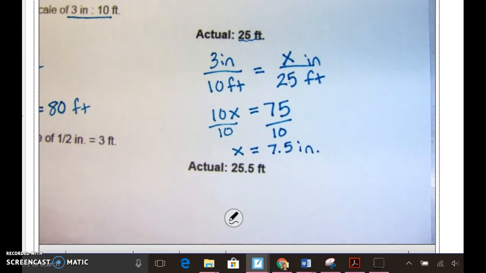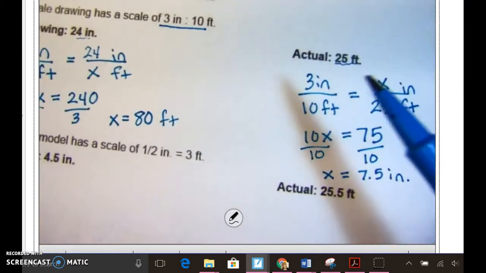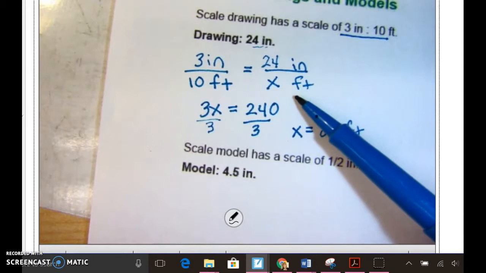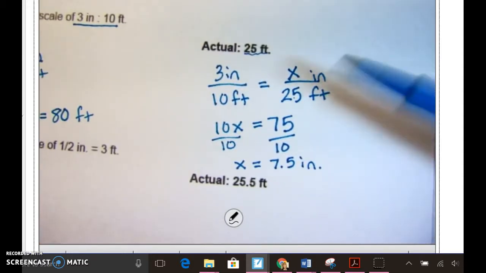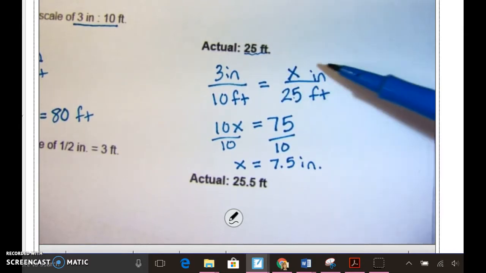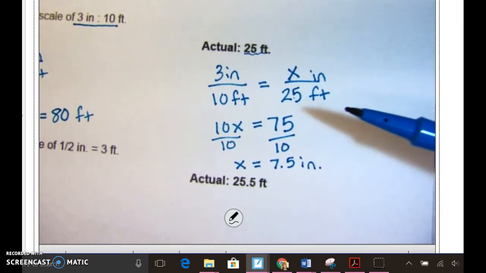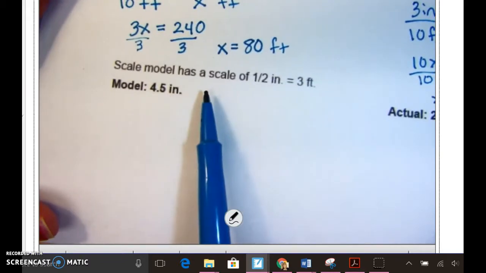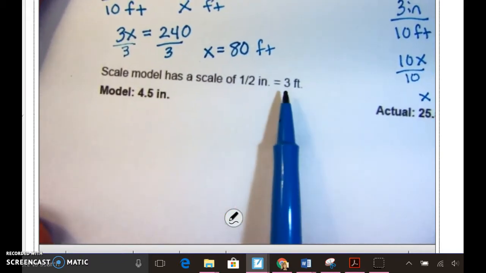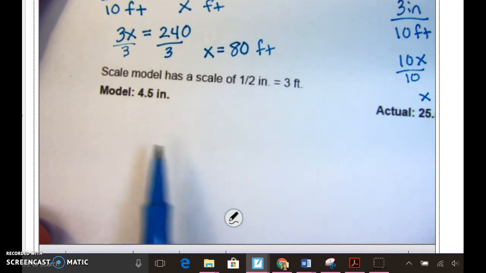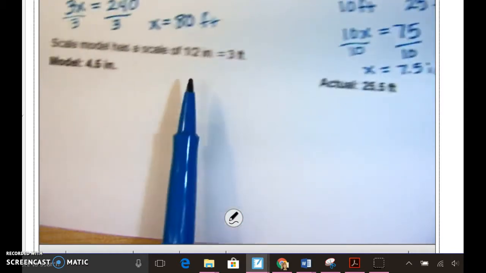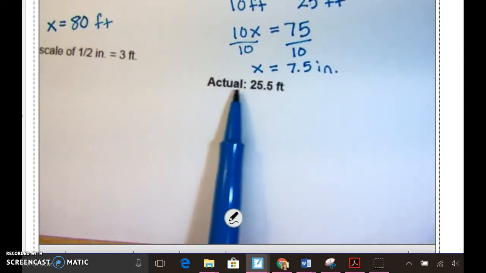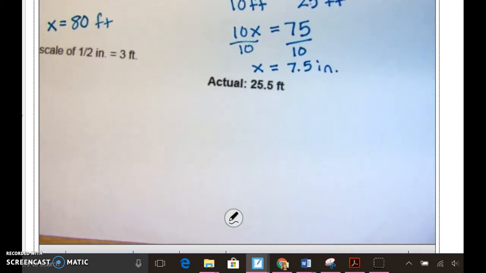So that's a review of how to use scale to find the actual length if you're given the inches, or the inches on the scale drawing or map or blueprint if you're given the actual distance. So now you have another scale, and I want you to set this up and use this to solve for the model to find the actual, and then use the same scale when you're given the actual to find how many inches it is in the model. When you're done, we will check you.